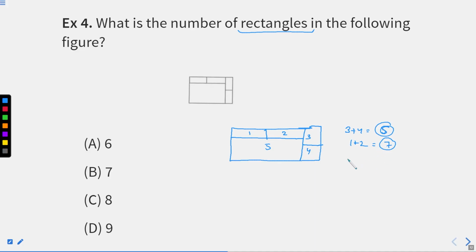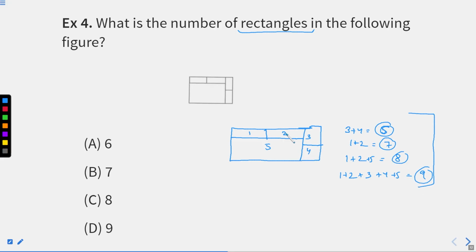If we add 1 plus 2 plus 5, we'll eventually get our 8th rectangle. And if we add 1 plus 2 plus 3 plus 4 and plus 5, we will get our 9th rectangle. So you can see this is another approach. Why I use this one? Just to make you aware of another approach.